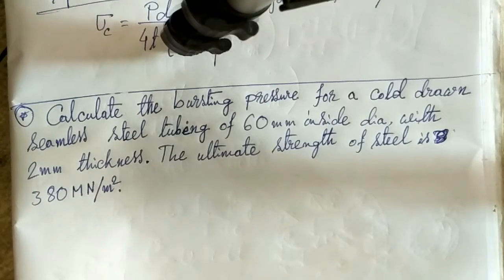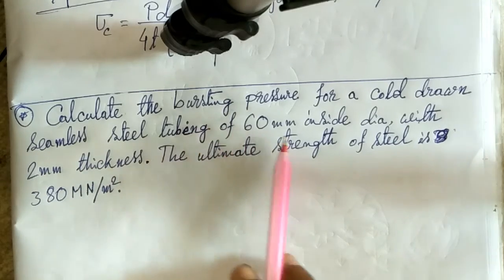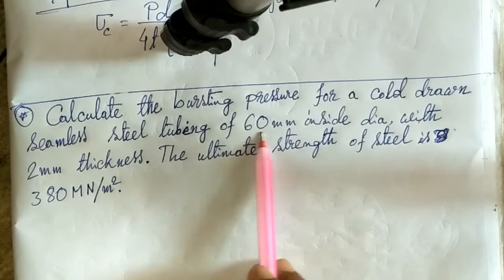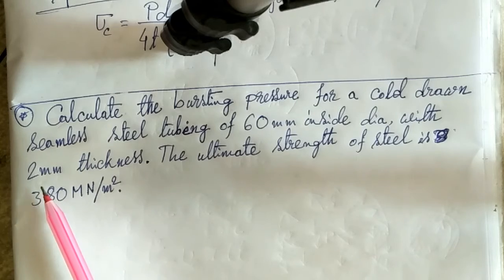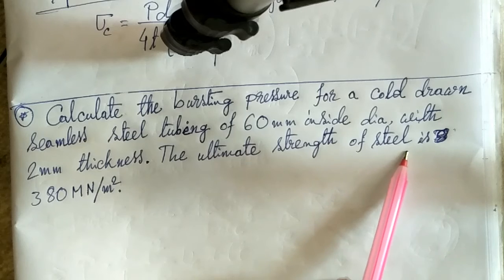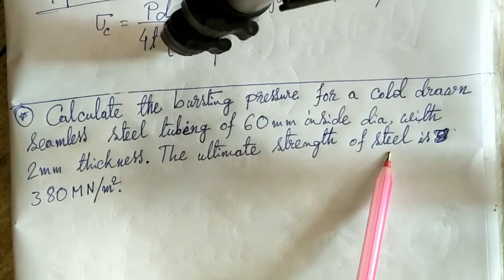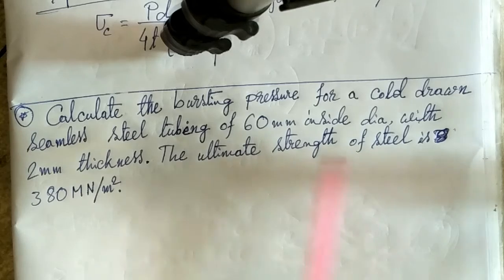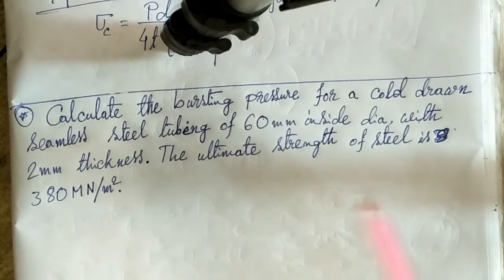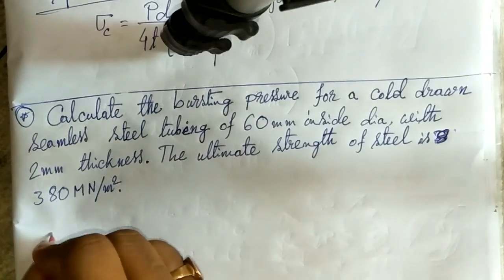In this numerical, it says: calculate the bursting pressure for a cold drawn seamless steel tubing of 60 mm inside dia with 2 mm thickness. The ultimate strength of the steel is 380 meganewton per meter square. So we have to calculate the bursting pressure, and the ultimate strength of the steel is given, and the internal dia and the thickness are also given. So let's start.